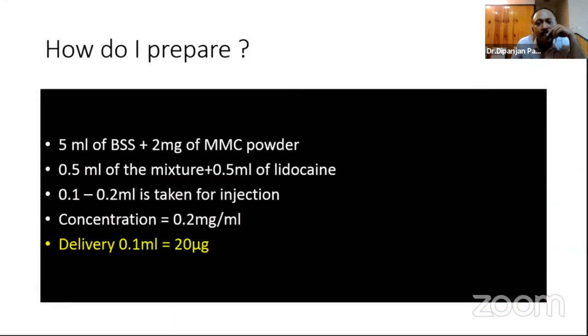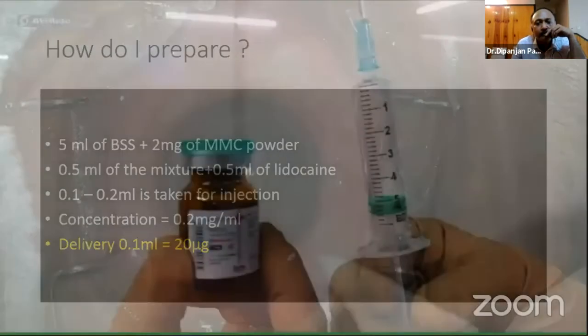How do we prepare this 20 microgram? We take 5 milliliter of BSS. We add 2 milligram of mitomycin C powder. We take 0.5 ml of the mixture and mix it with 0.5 ml of lidocaine, and around 0.1 to 0.2 ml is taken. That is, concentration becomes 0.2 milligram per ml, and the delivery per 0.1 ml is 20 microgram.